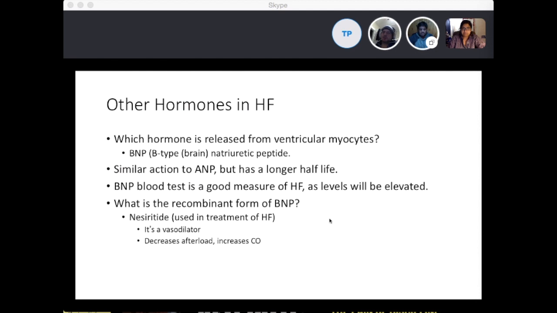And that one, it's a vasodilator. It decreases your afterload and increases your cardiac output.